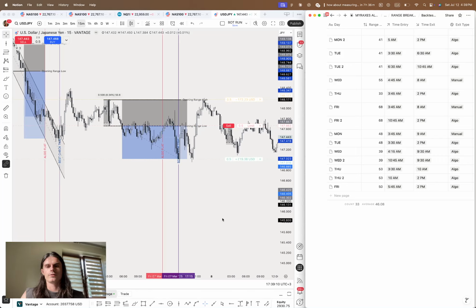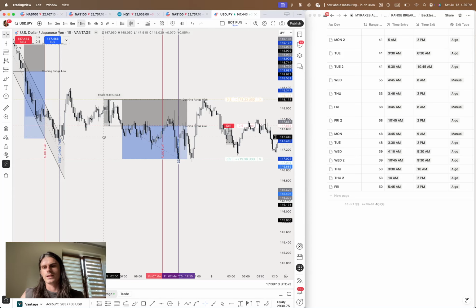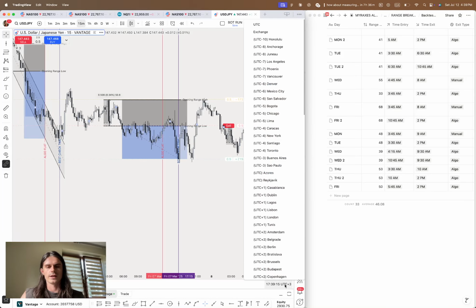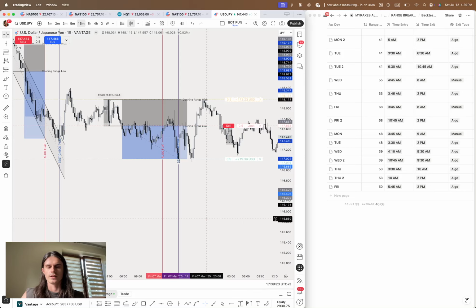So this is a range breakout strategy where the time zone is very important. It's UTC plus 3 in my case. And I'm measuring the 2 a.m. to 3:30 a.m. range.